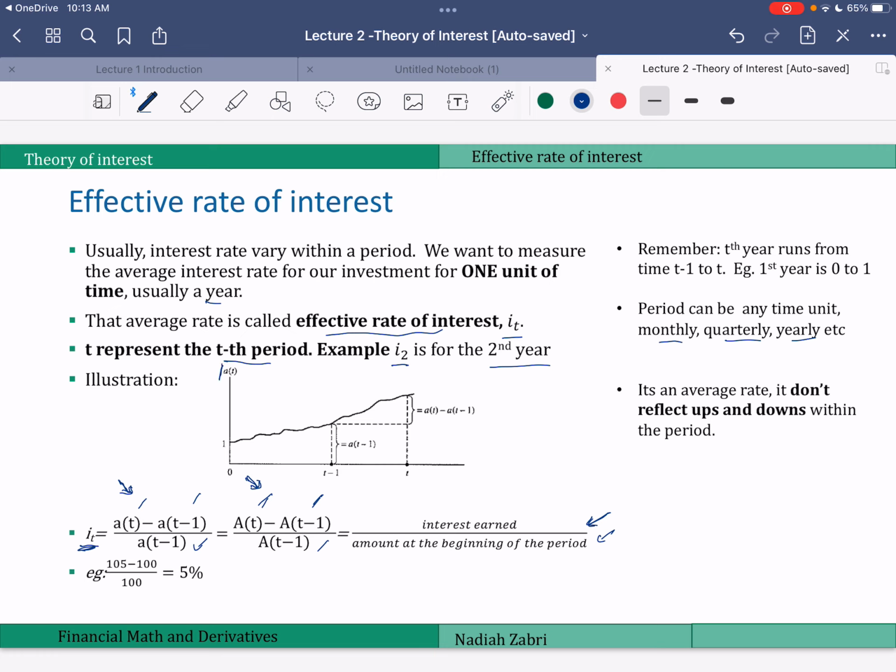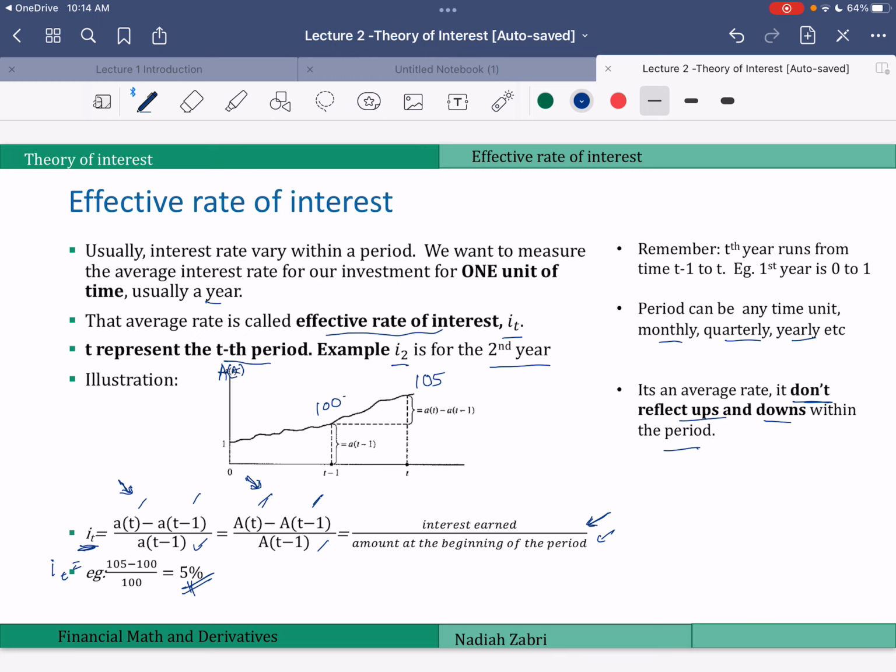So let's see, for example, I can illustrate to you. Just imagine this chart to be the amount function instead of the accumulation function. So let's say at the ending period, the amount is 105. Beginning period, the amount is 100. So then IT is going to be 105 minus 100 over 100. So it's 5%. So again, effective rate of interest is the average for that period, and also it won't reflect the ups and downs within the period.